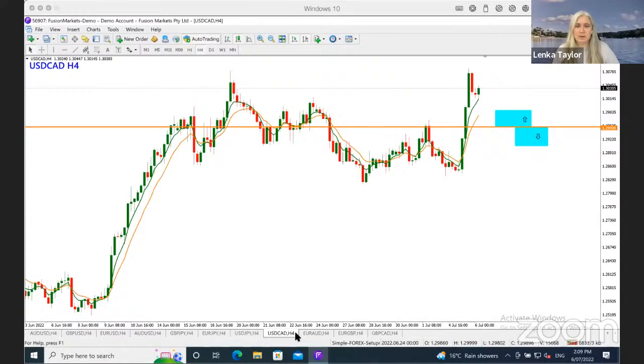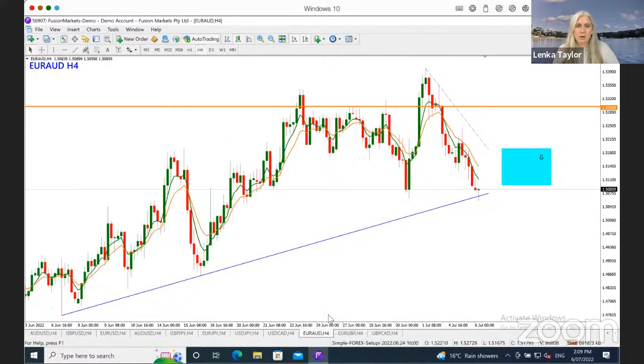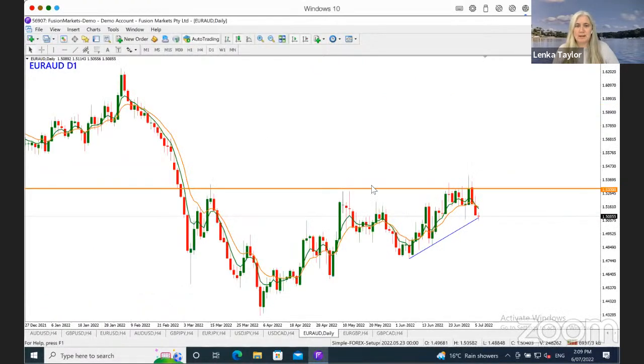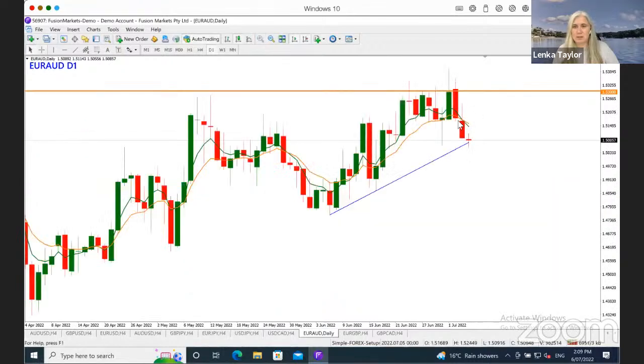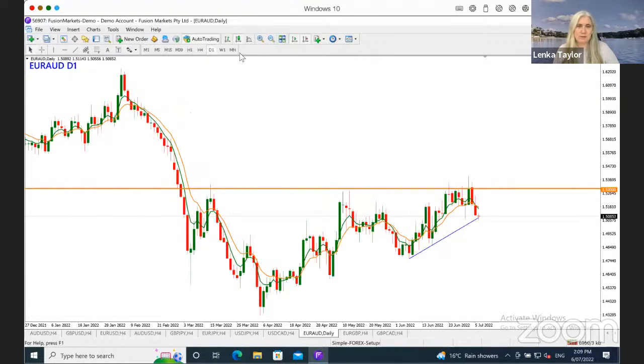The next currency pair I'm looking at is EURAUD. And EURAUD, I'm looking for short. So on the daily, we are just coming off the top of the previous resistance level, and the EMAs are just crossing now, with this bar needing to be closed to decide if it's actually going to be going shorter or not.